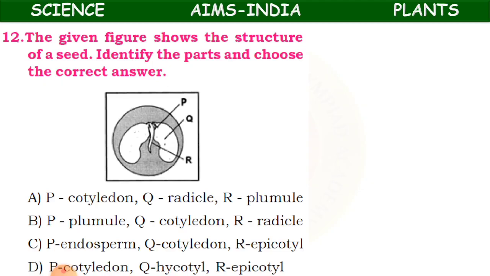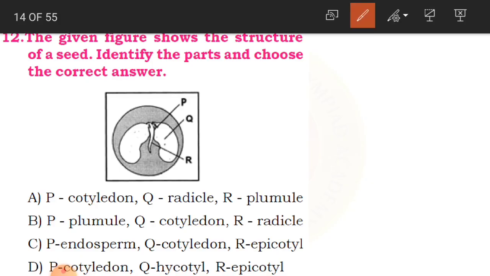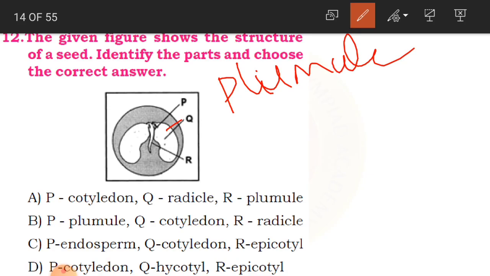And the 12th question: the given figure shows the structure of a seed. Identify the parts and choose the correct answer. See children, here you have a structure of a seed in diagram form. Now you have to identify the parts. Here P, you can see, is nothing but what? Plumule. And now Q, so what is Q here?